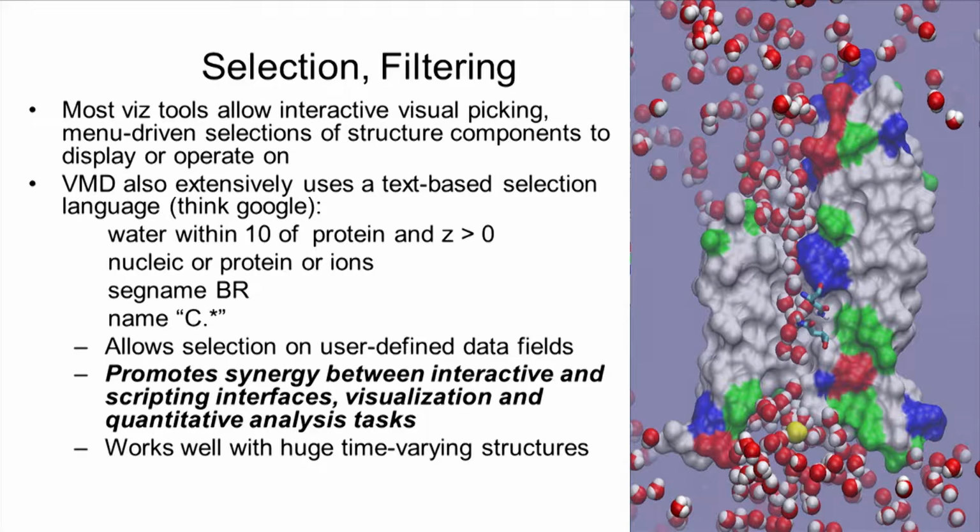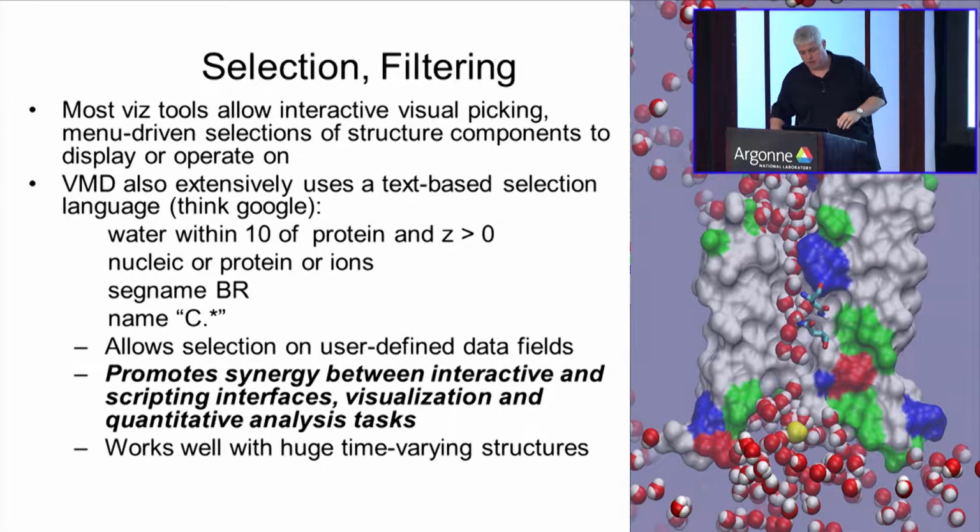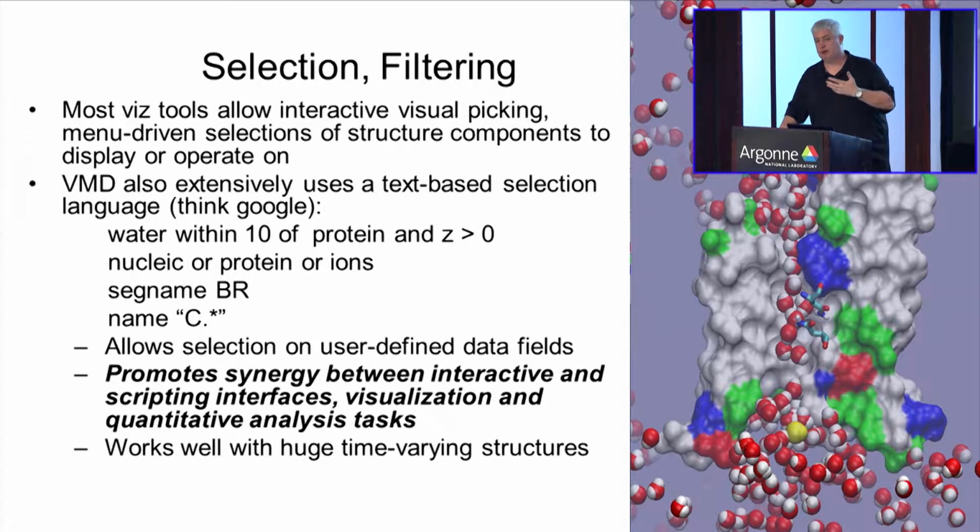The selection language in VMD operates a lot like the way you would use Google. So the way you would tell VMD to draw water within a certain range of the structure is with a selection like "water within 10 of protein and z greater than 0." So that's a simple atom selection. You can also use properties of the different amino acid residues. So you can use segment name BR. You can use the atom name or species, all sorts of other properties. And you can create user-defined fields for each of the atoms. They can be per atom or per residue or per segment. And you can fill those with any numeric data you want and use those in atom selections also.